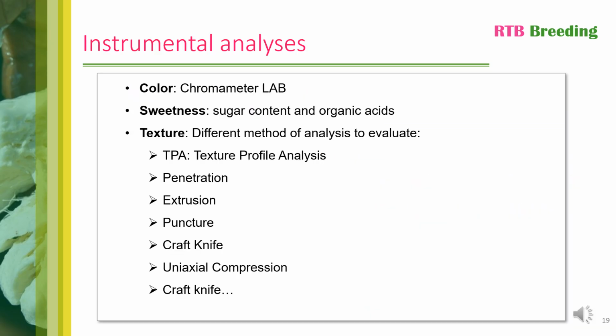In the RTB food and RTB breeding projects, various SOPs have been written on instrumental methods for accessing color, such as colorimetry, sweetness, by measuring sugar and organic acid content, and texture. For texture, several methods are available, such as TPA, extrusion, penetration, and others.